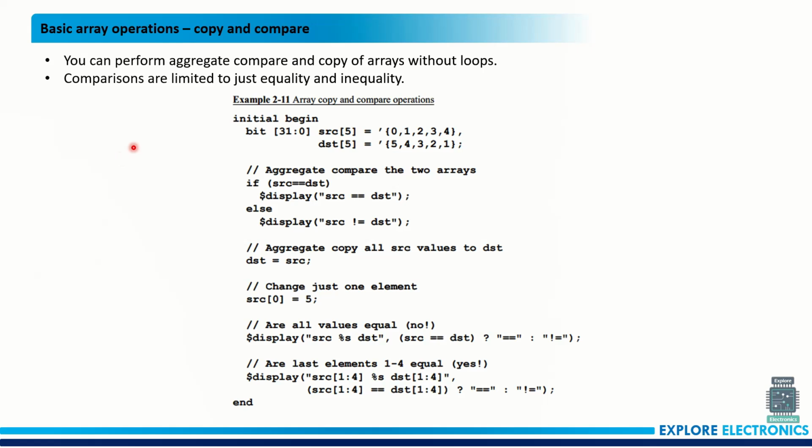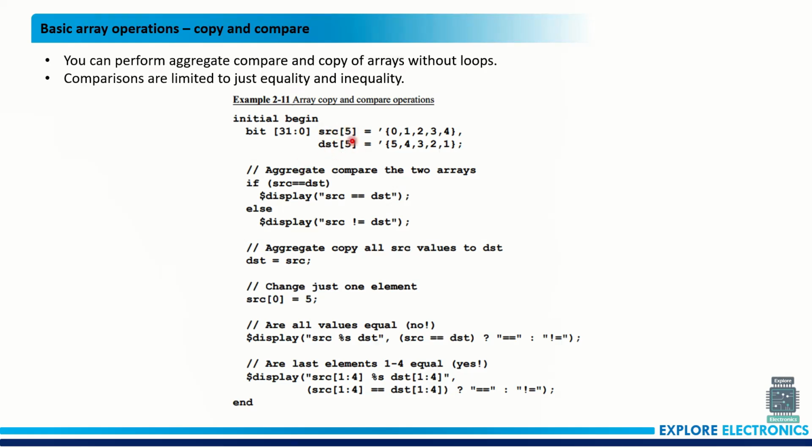Then the next array operator is copy and compare. How we can compare things and how we can copy the two arrays. Directly let us go to the example. Initial begin. Again, source and destination arrays are represented here with size 31 down to 0. And 0, 1, 2, 3, 4, 5, 4, 3, 2, 1 are the values currently we have initialized, source and destination. We can compare these two.